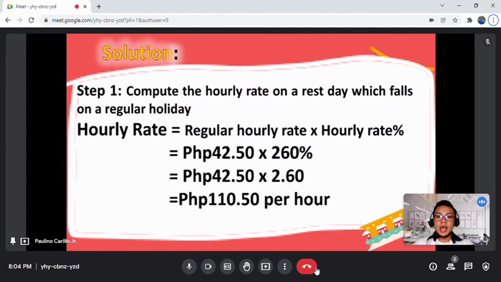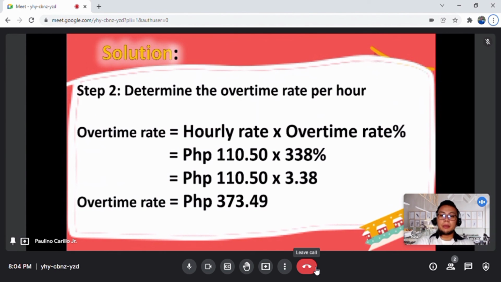Again, let us now solve for her overtime rate during that day. We simply multiply her hourly rate by the overtime rate percentage. Again, let us go back to our table. Simply multiplying it, and using our calculator, we'll get an overtime rate per hour of 373 pesos and 49 centavos.